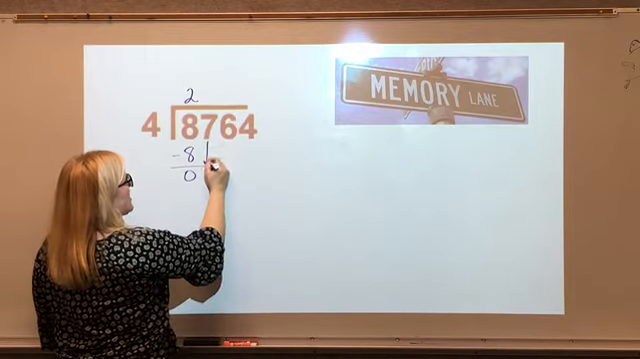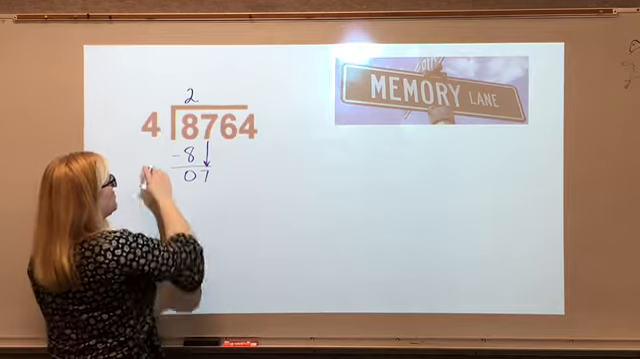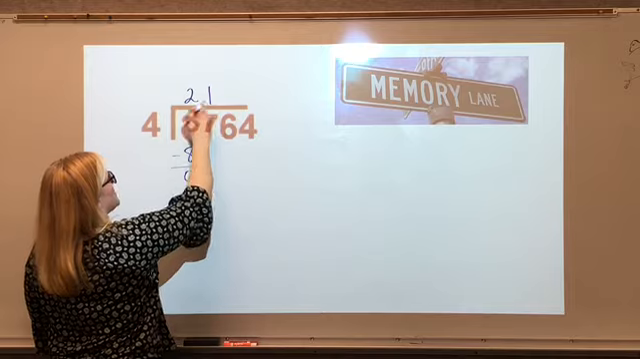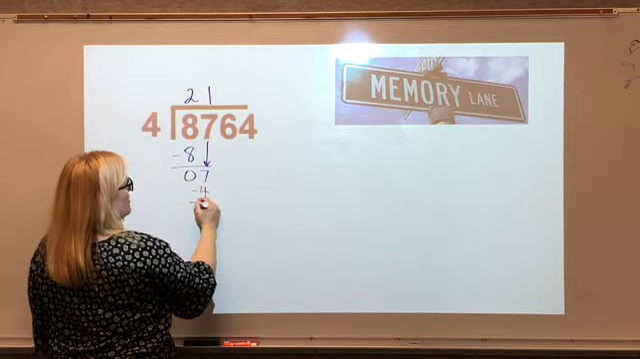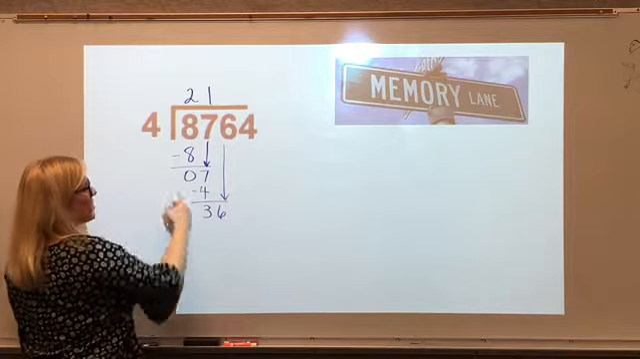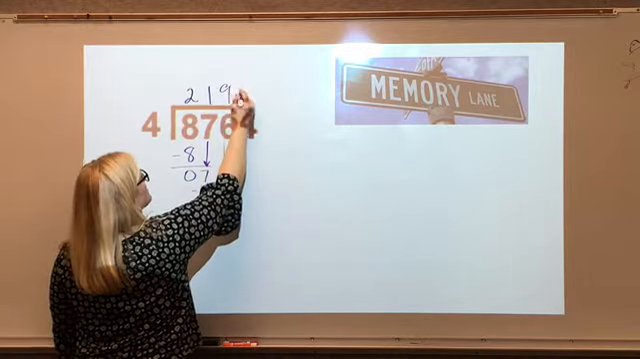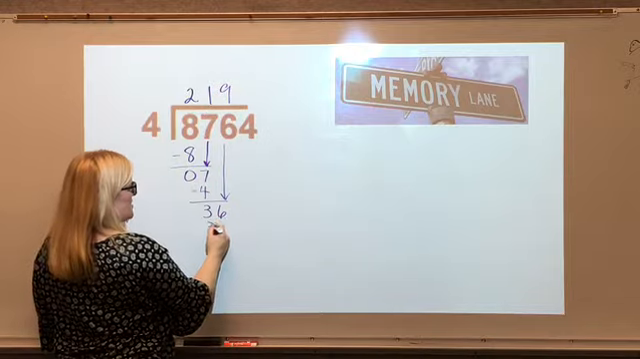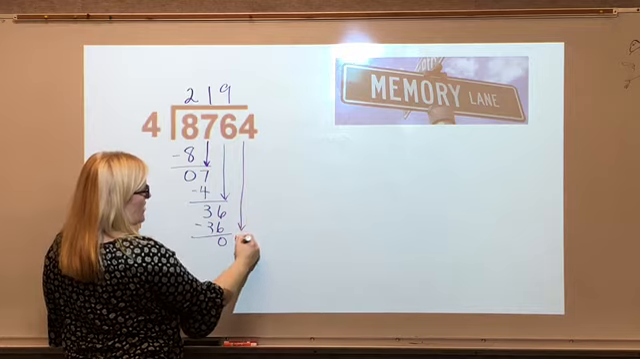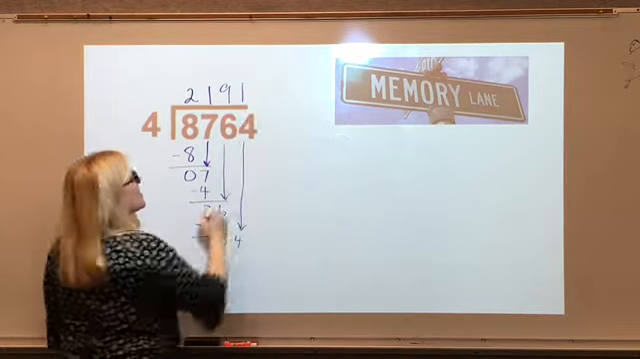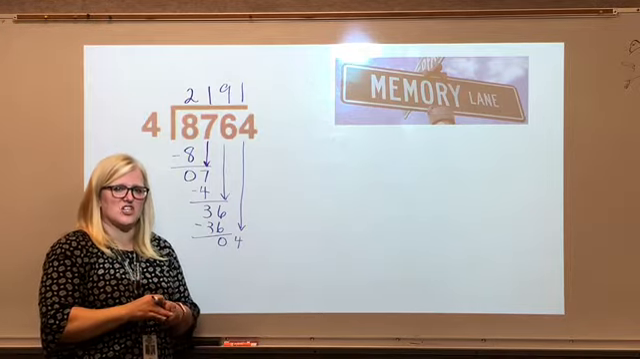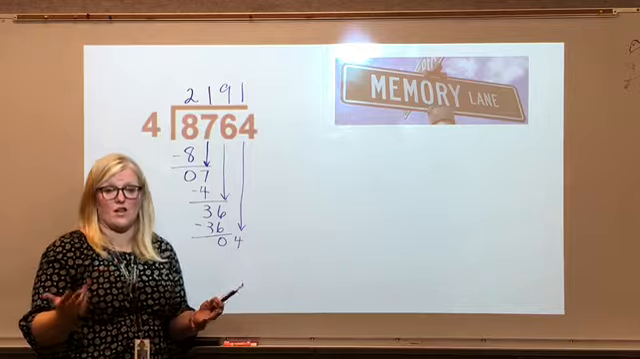Then I drop this 7 down. How many times does 4 go into 7? It goes in 1 time. 1 times 4 is 4. That gives me 3. Drop down the 6. 4 goes into 36 9 times. 9 times 4 is 36. I subtract, drop down a 4, and 4 goes into 4 1 time. Okay, I did that kind of fast. Hopefully you remember how to do long division, because that's what we're going to do now with polynomials.